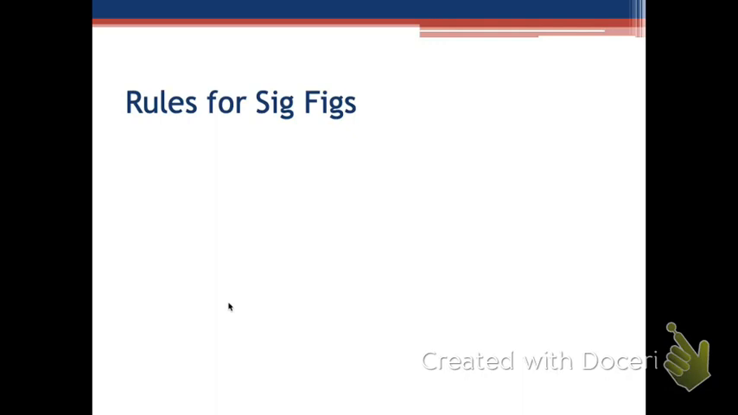So the first rule for significant figures is any digit that is not a 0 is significant, because we don't throw around 7s for no reason, right? We don't throw around any other digit for no reason. Zeros is where significant figures gets a little different. But any digit that's not a 0 we consider significant or important in our measurement. Any non-zero digit is significant.